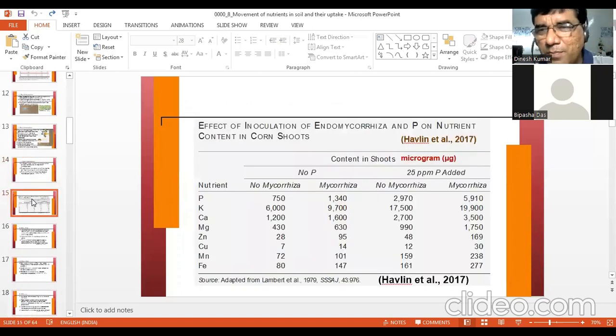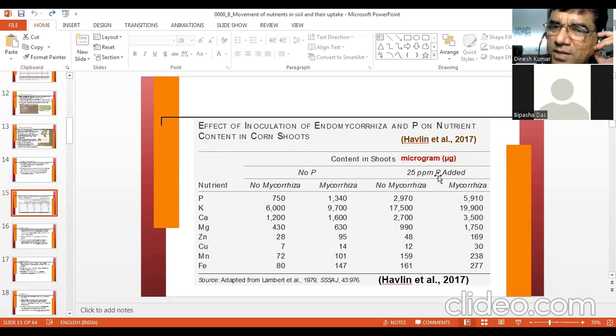Now you can see a very important slide: effect of inoculation of endomycorrhiza, your AM fungi, and phosphorus on nutrient content in corn shoots. The nutrient concentration in corn shoots is in microgram. You can see there are two cases: no phosphorus applied to the soil, and 25 ppm phosphorus applied to the soil.